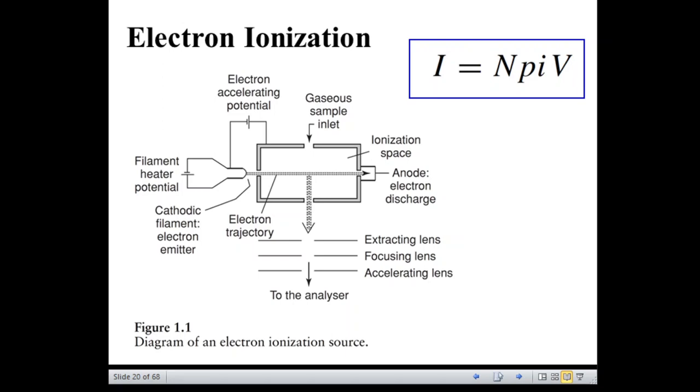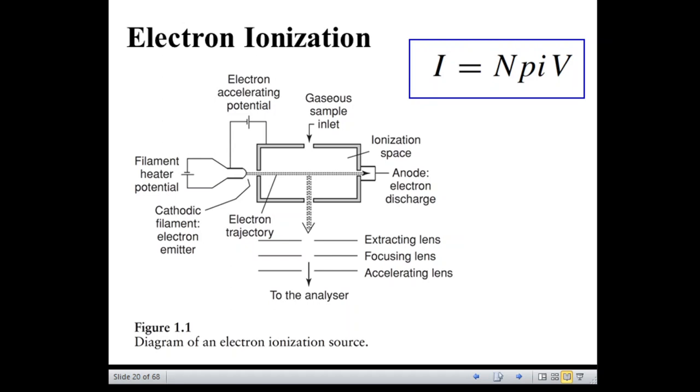Let us continue our discussion on the electron ionization source. So, this is a typical diagram of an electron ionization source.